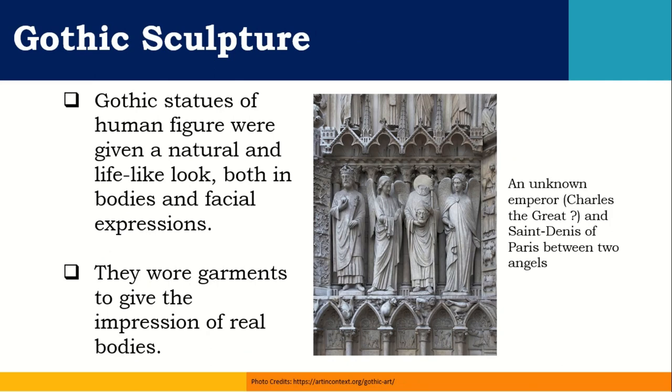The Gothic sculpture. Gothic statues of human figures were given a natural and lifelike look, both in bodies and facial expressions. They wore garments to give the impression of real bodies. An example is this An Unknown Emperor, Charles the Great maybe, and Saint Denis of Paris between two angels.